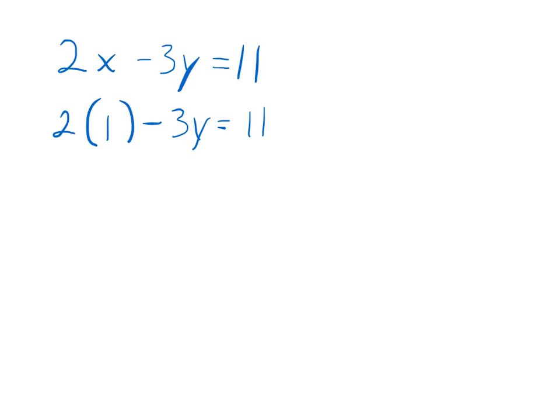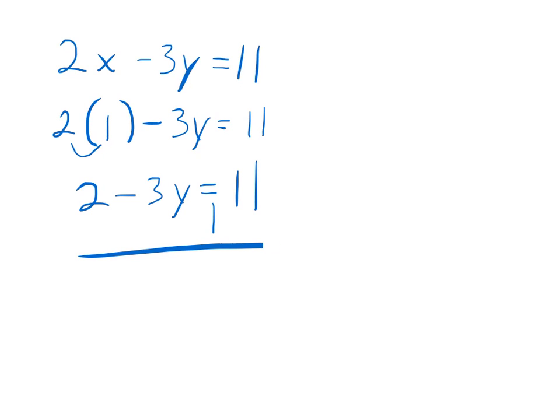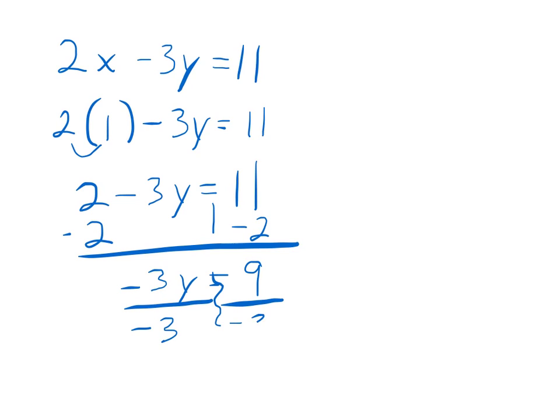I'm just going to pick the first equation. So I'm just going to write out 2x minus 3y is equal to 11. And then we said that x is 1. So 2 times 1, 2 minus 3y is equal to 11. Now we just have a two-step equation. On both sides we can subtract 2: negative 3y is equal to 9. To solve for y, we need to divide by negative 3, divide by negative 3.